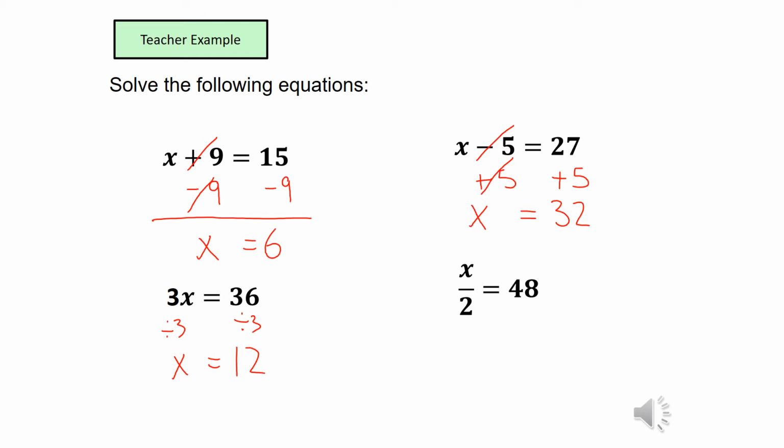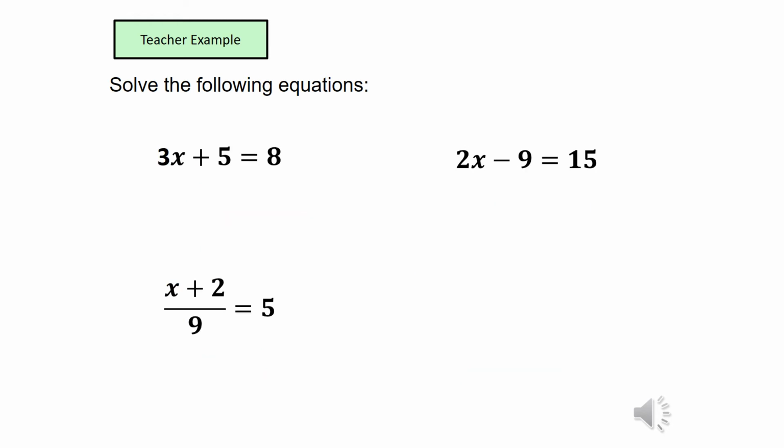Now we have x over 2 equals 48. Remember, this sign, the vinculum, means divide. So if we're dividing by 2, we must times by 2 on each side. So 2 divided by 2, or 2 over 2 times by a half, gives me 1. So I'm left with x equals 48 times 2, which is 96.